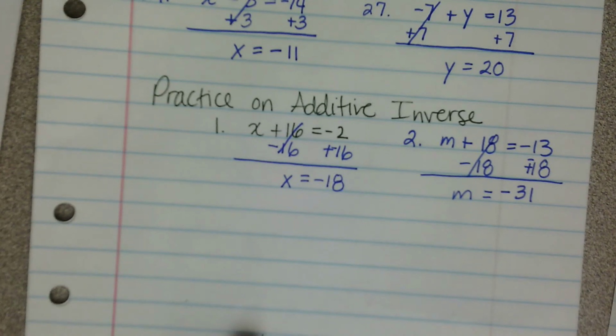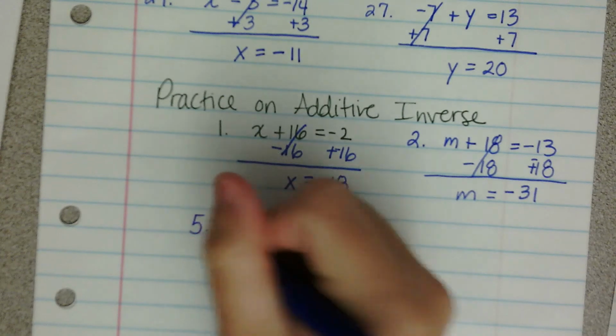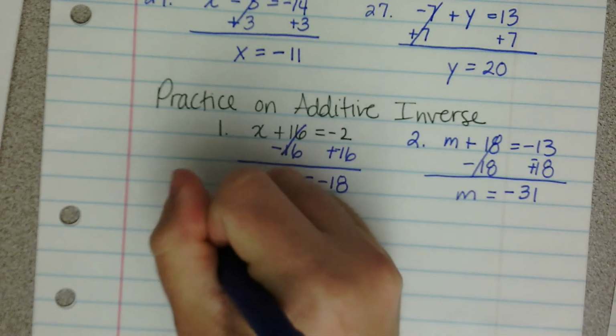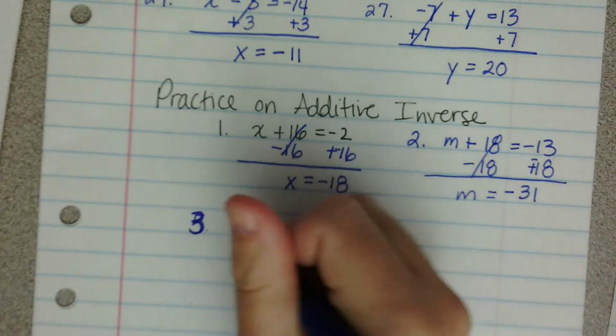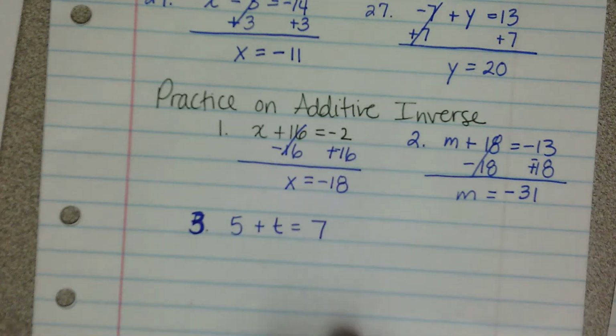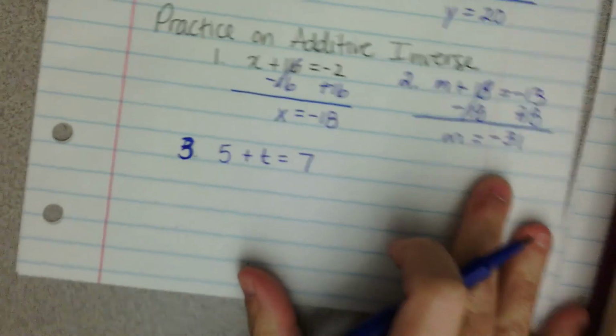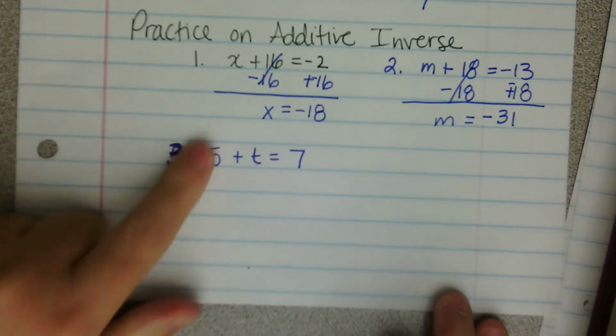Now we're going to see how this changes up a little bit. Different way. Oops, that should be a 3. Excuse me. 5 plus t equals 7. So I'm sure you know the answer to this. 5 plus 2 is 7, but showing the work is super important.